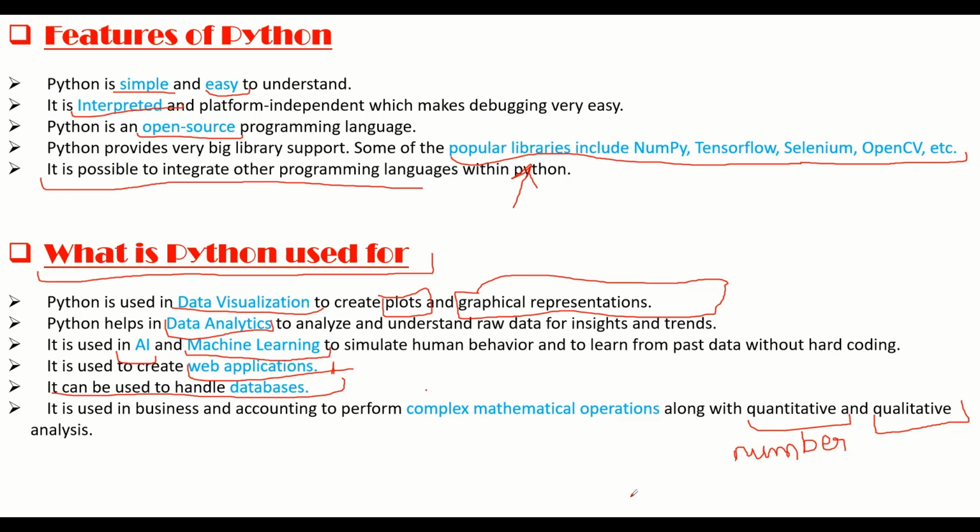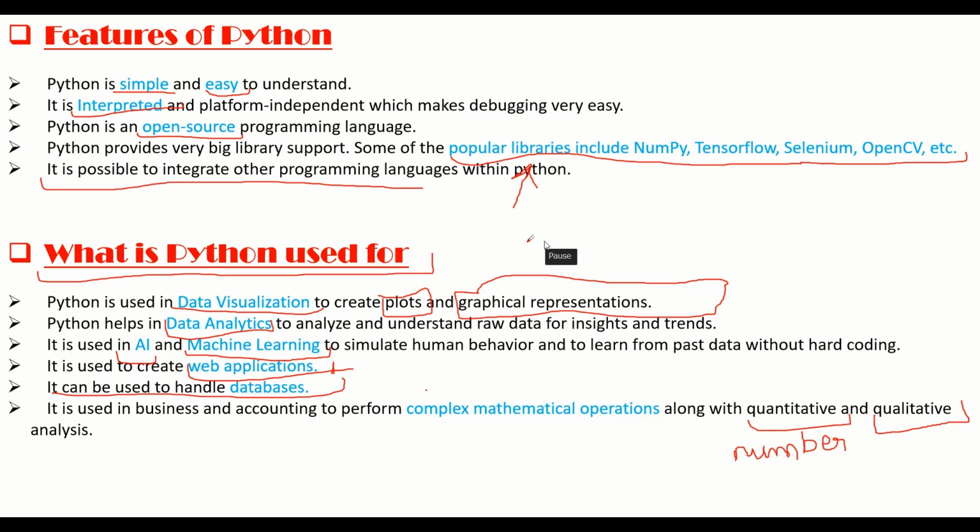So what is the advantage of quantitative data? On quantitative data we can apply mathematical operations and statistical operations like mean, median, percentile, quantile, and we can also make box plots using numerical data. And qualitative means categorical data. It is mostly used in classification, which is part of machine learning algorithms. So guys, Python is also used for business and accounting.